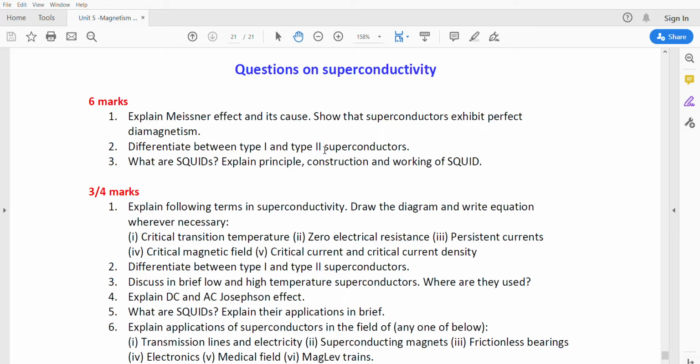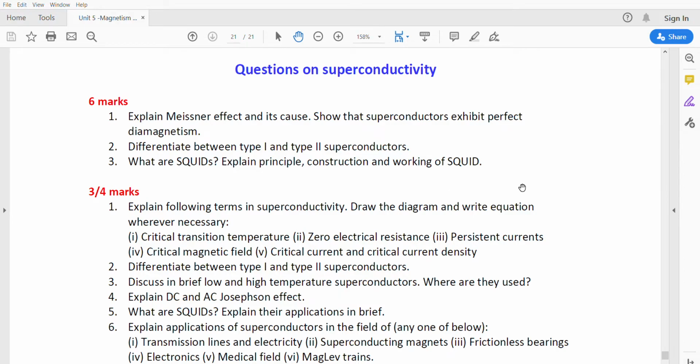The second question is the difference between type 1 and type 2 superconductors. We need to explain the differences between them. The third question is what are SQUIDs? We need to explain the SQUID device, its principle, construction and working. We discussed everything in this material. Principle is explained, construction and working also, and applications also. So read the applications also.